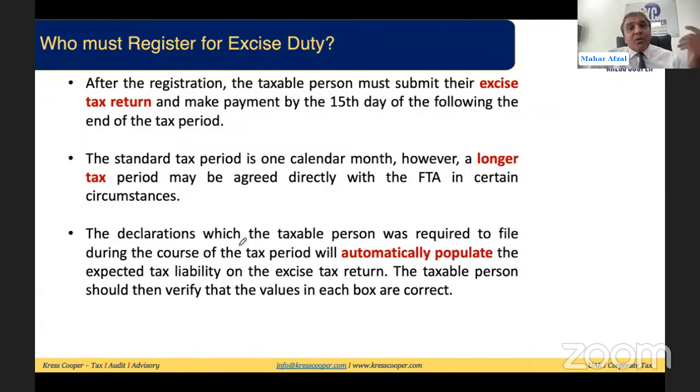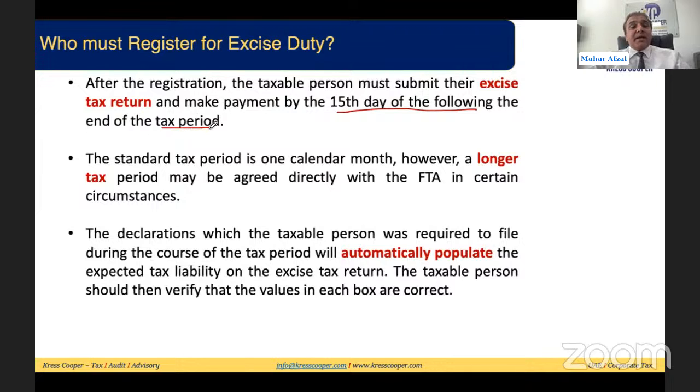Whenever your return is due, you will go on the FTA portal and log in with your ID and password. The system will get the details based upon the declaration and automatically calculate your excise duty. You will be required to review it. After reviewing it, you are liable to submit the excise duty return within 15 days from the end of the relevant tax period. Once you submit the return, you are liable to pay the excise duty as well. The timeline, as I mentioned, is the 15th of the following tax period.